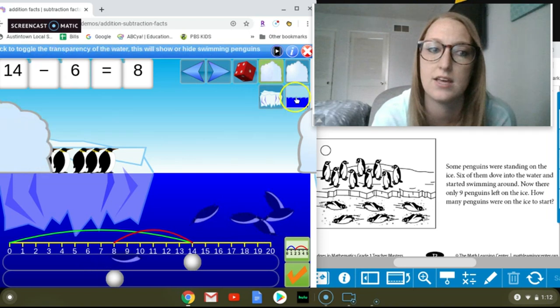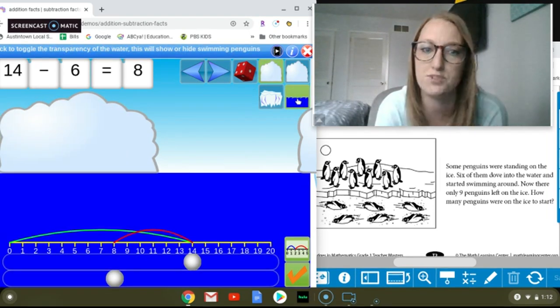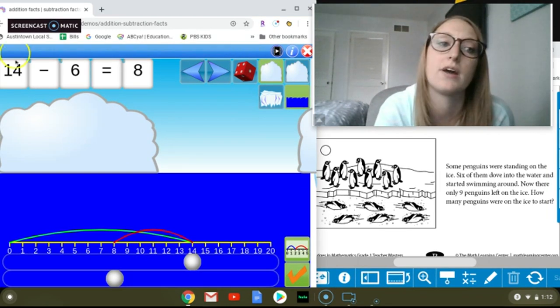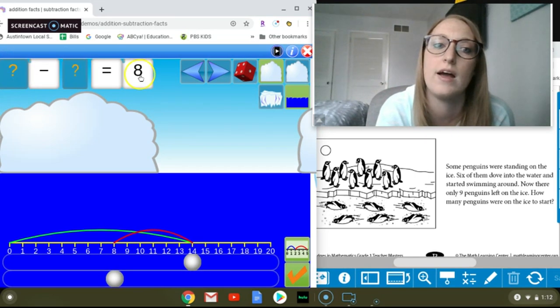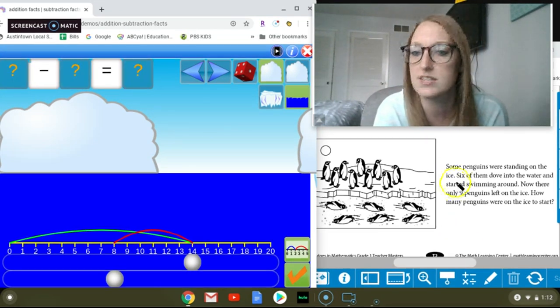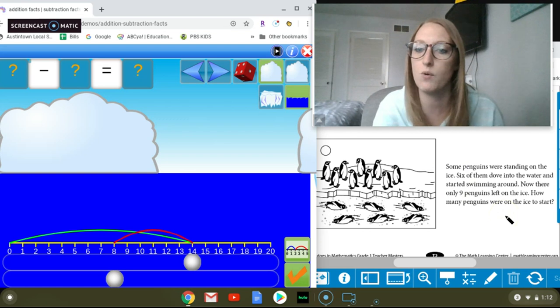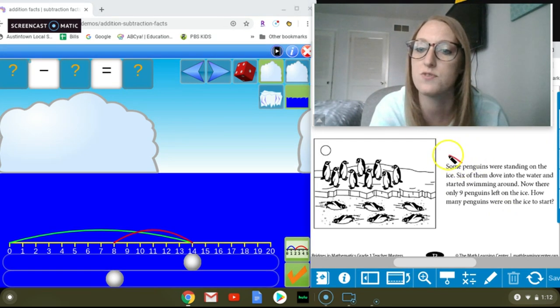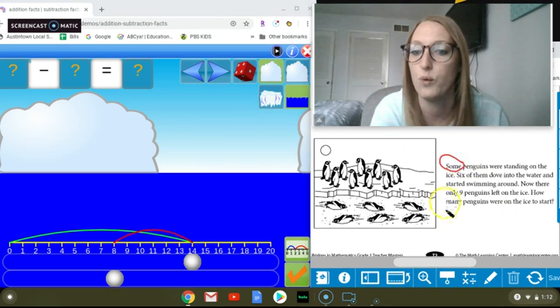I'm going to cover up these things so they're not in our way. Okay, I'm going to cover all this up so it's out of our way. And we're going to see if we can figure this out. There's some penguins on the ice. So what do we use for some with math? We use a box. We have some of them here, okay?